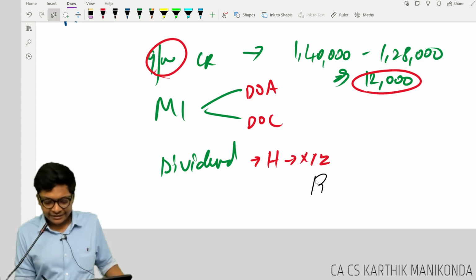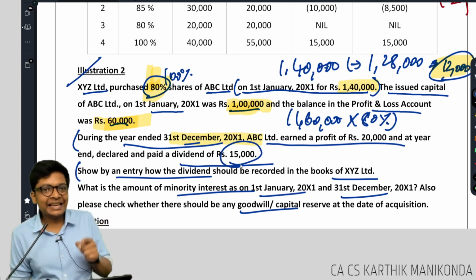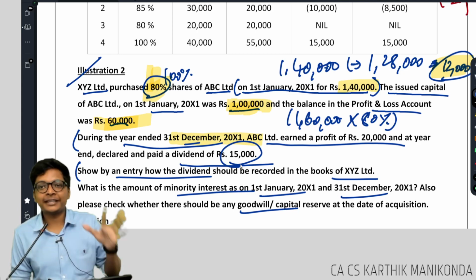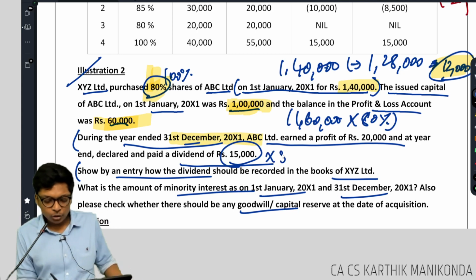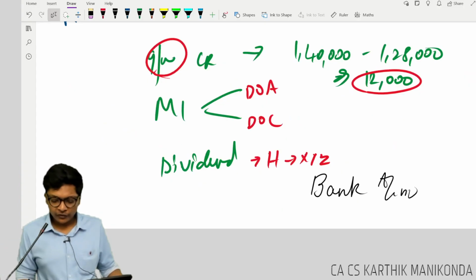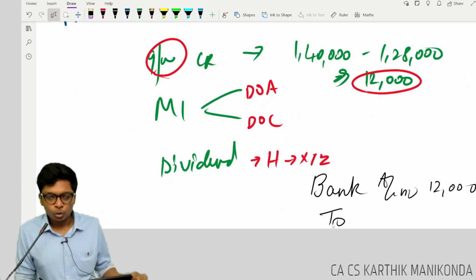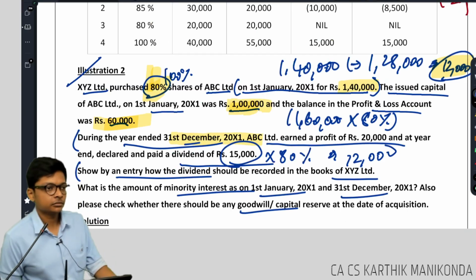So when XYZ is receiving the dividend, they will debit the bank account. How much dividend are they getting? 15,000 is declared, but for me 80%. Again, I will not make the mistake. So 15,000 into 80% is how much? What I am getting is only 12,000. So the dividend entry will be bank account debit 12,000, to what is the question?